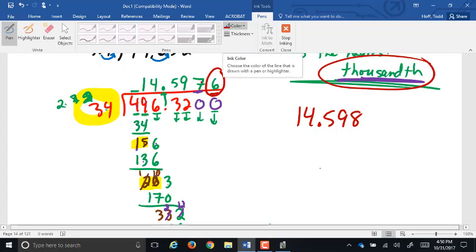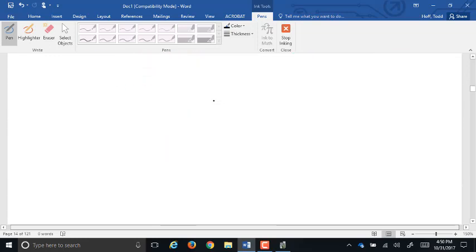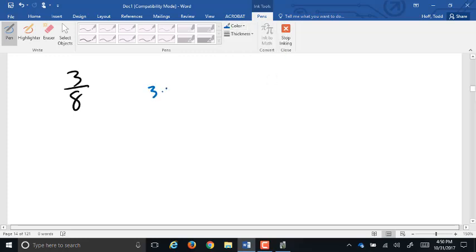Okay, so now that we know how to divide those decimals, let's take a look again at converting our fractions back into decimals. So if I have 3/8, to convert that into a decimal, that becomes 3 divided by 8. So I'm going to have 3 inside there divided by 8.